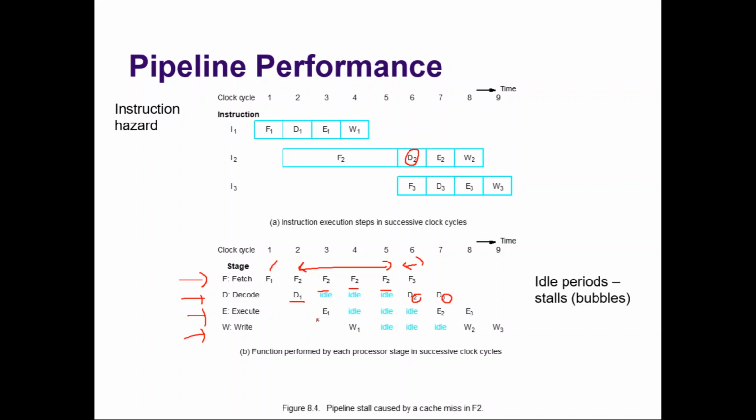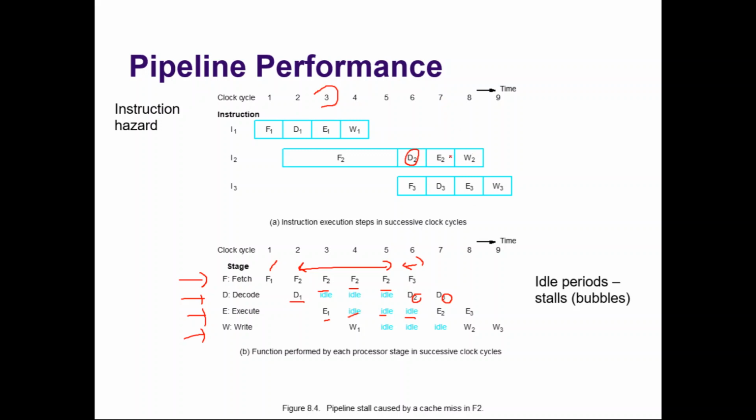Okay, coming to the execute unit, it is first used in the third clock cycle by instruction 1. During clock cycle 4, nobody is using execute. During clock cycle 5, nobody is using it. During clock cycle 6, nobody is using it.